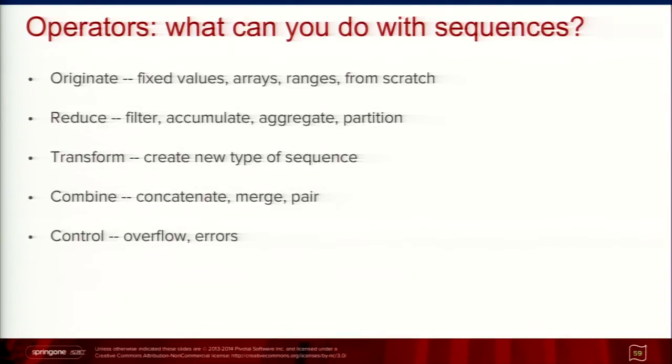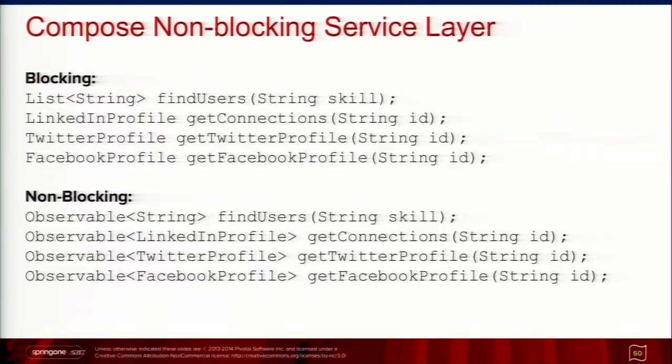Now, what it boils down to is there's only so many things that you can do with sequences. You can originate sequences. You can produce one from a collection or a range of something. You can reduce them in some way to have a smaller sequence, maybe by filtering, maybe by aggregating, partitioning. You can transform them, combine them, or we can control things like overflow and errors, which was the question earlier, what to do when you have too many.